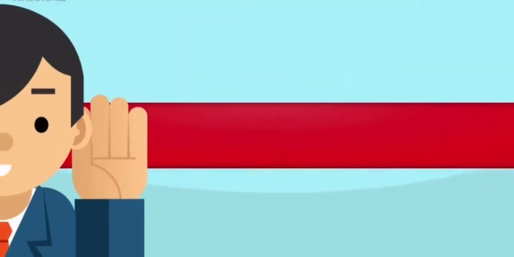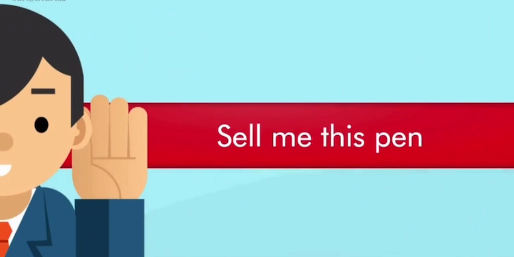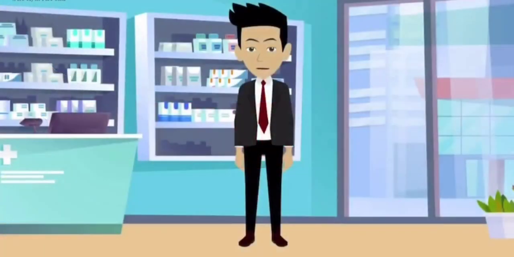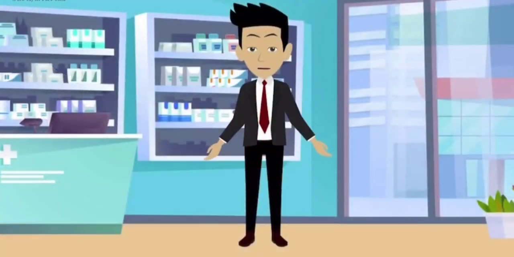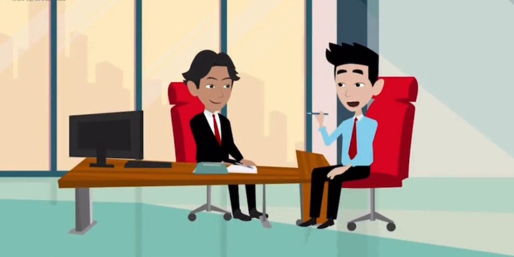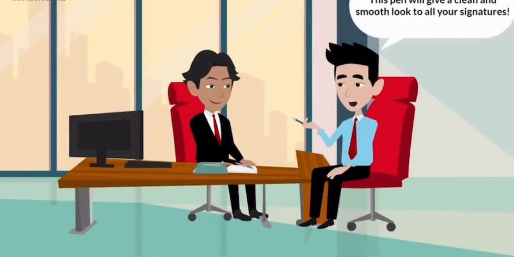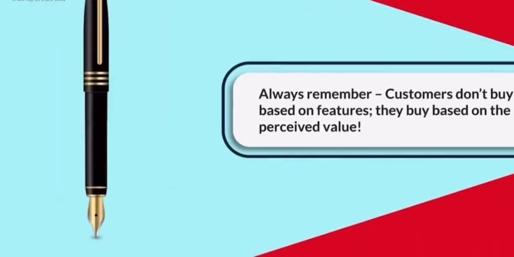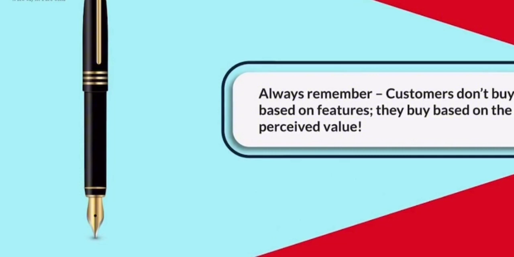You may have heard the famous sales question, "Sell me this pen." All sorts of various answers have been given. People who start describing the features of the pen tend to fail immediately. Instead of selling the pen for its features, the trick is to sell the pen for its benefits and the value it can add to the customer. Always remember, customers don't buy based on features. They buy based on the perceived value.